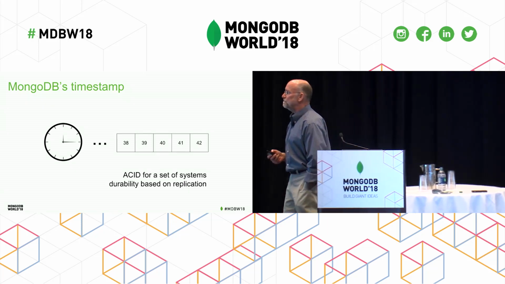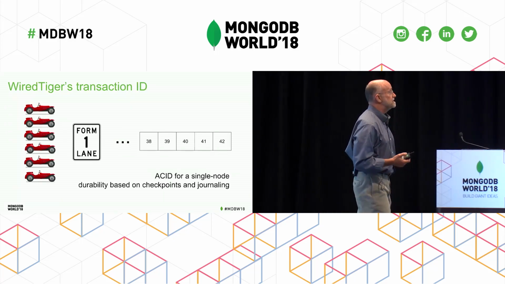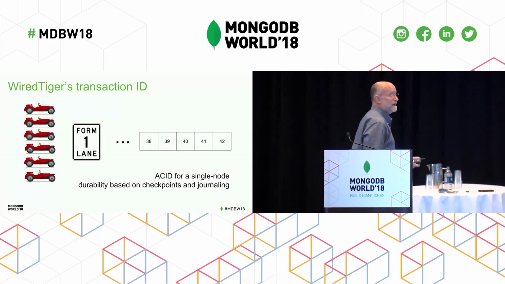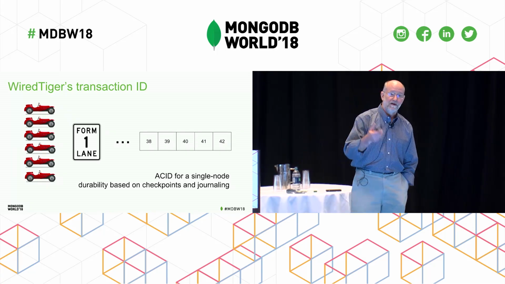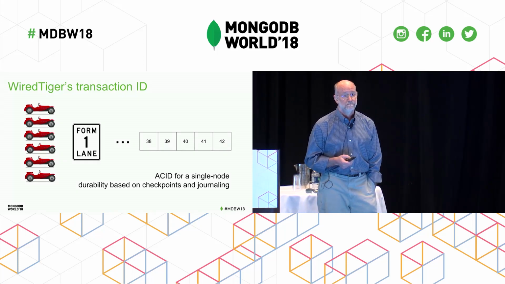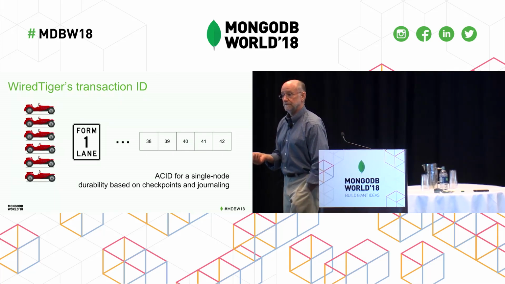So I've got MongoDB's timestamp, and I've also got WiredTiger's, the storage engine's, transaction ID. And the way it works, as soon as a thread tries to enter the system, it single files them and gives them a transaction ID. There's not a clock here. It's simply a counter, and you get the next ID, right? And this is going to be ACID for the single node, okay?